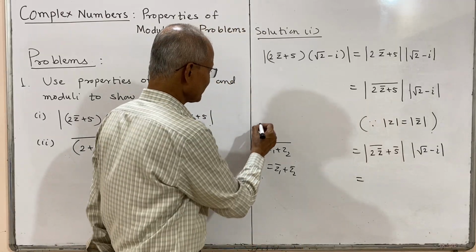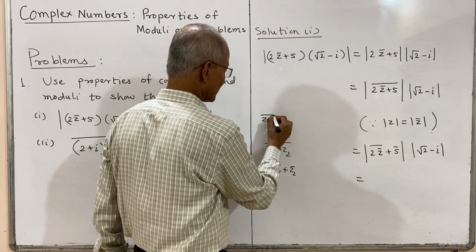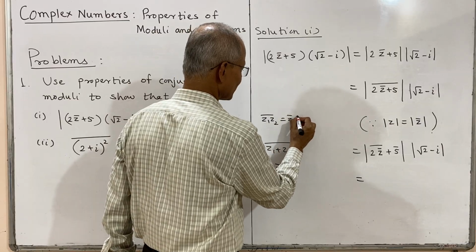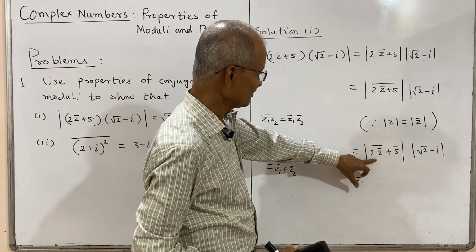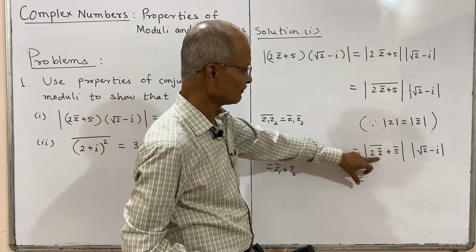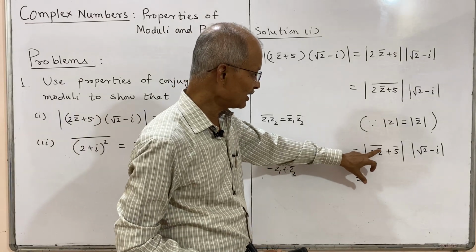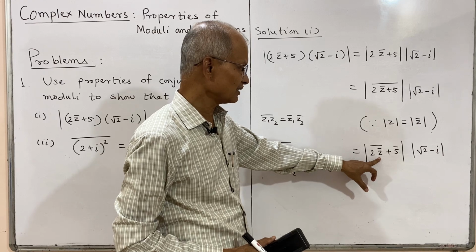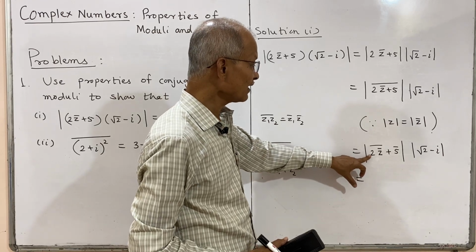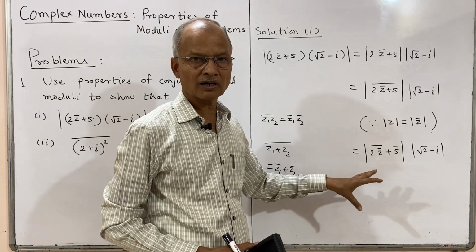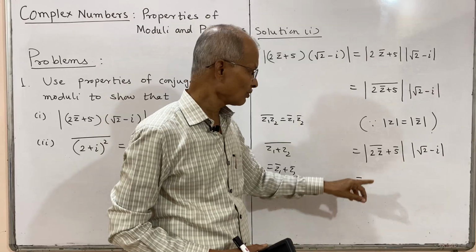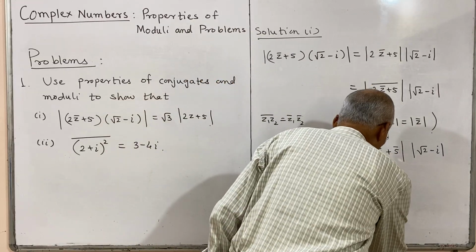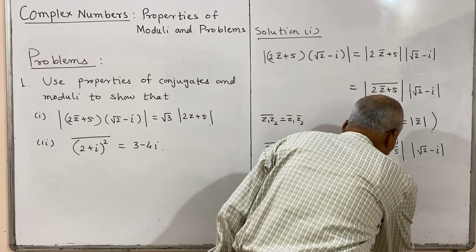And again this is equal to, see, conjugate of z1 z2 is conjugate of z1 into conjugate of z2. So this will be conjugate of 2 into conjugate of z bar, but double conjugate is the same as z. Double conjugate of z is equal to z, and 2 is a real number, conjugate of every real number is equal to itself. So conjugate of 2 is 2, conjugate of 5 is 5, and therefore this is the absolute value of 2 into z plus 5.